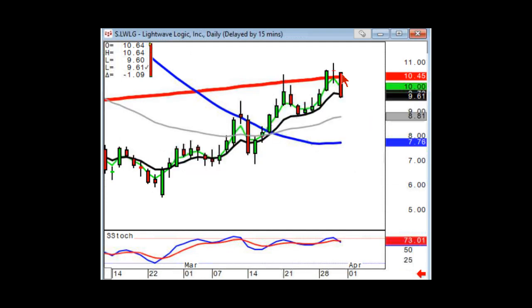LWLG, observe the obvious. An evening star signal right smack dab at the 200, a close below the T-line. Where do you think your next likely target's going to be? Back to the 50.